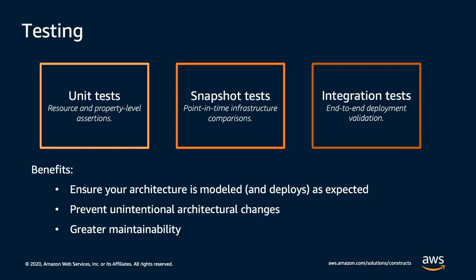Third, we have integration tests. These provide end-to-end deployment validation for different deployment scenarios. An example of this is testing the expected output of an off-the-shelf pattern versus one that has been customized. Together, these testing strategies enable us to ensure our architecture is consistently modeled and deploying as expected. They also help prevent unintentional changes to our architecture and increase maintainability by formalizing QA in our infrastructure. This in turn yields a significant opportunity when coming from template-based modeling.